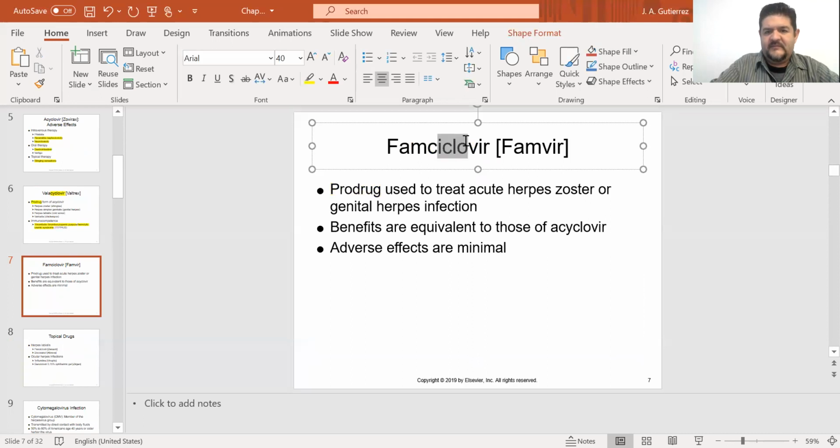Ganciclovir, same thing, has the cyclovir ending. It's a prodrug, so that means that even if the patient has some type of liver damage, it can be used PO, and has the same effects as acyclovir. That means it can be used for different types of herpes infections. The adverse effects are minimal. With PO administration, that means it will be nausea, vomiting, and diarrhea.